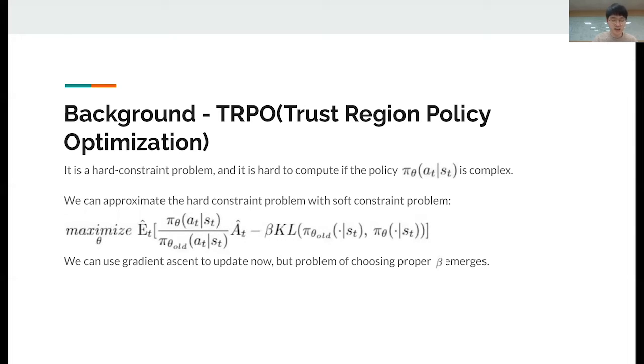However, when you use this kind of hard constraint, the problem gets really difficult when the policy network pi zeta is complex. We can convert the hard constraint problem to an approximating soft constraint problem like this, which is similar to when we use L2 loss as a regularizer for reducing the L2 norm of a neural network. Now we solve the problem of policy gradient method, which was that a large policy update might destroy the learning process. However, we have another problem of choosing a proper beta value for the TRPO algorithm.